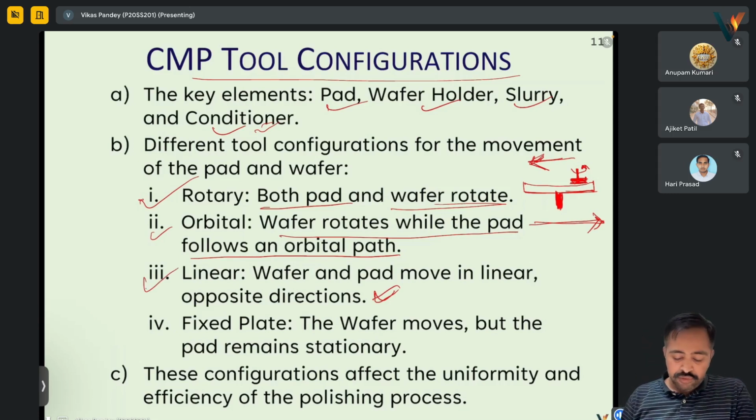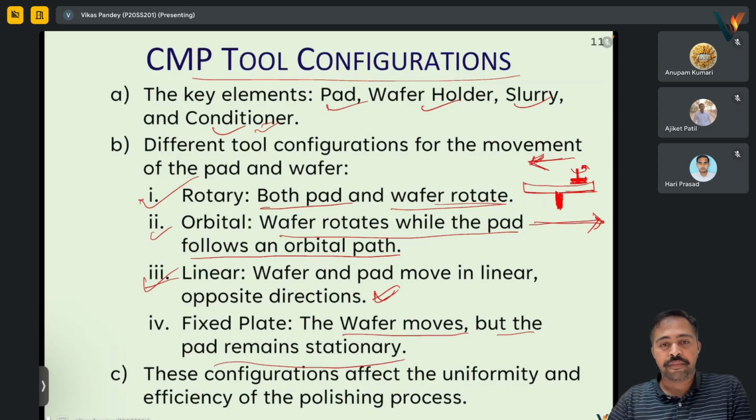Then there is the fixed plate: the wafer moves, but the pad remains stationary. So in this case the pad will be fixed, with no orbital motion also. The wafer itself will give the orbital motion as well as the linear motion. All the motions are due to the wafer or the wafer holder only.